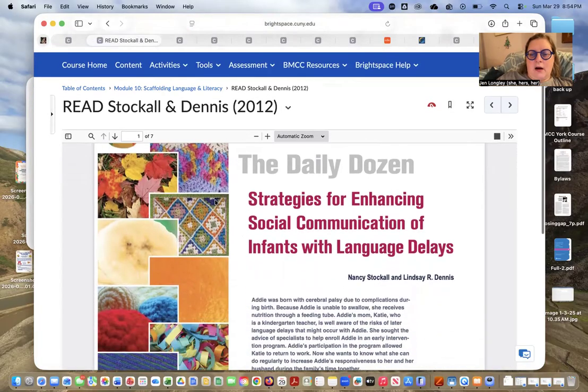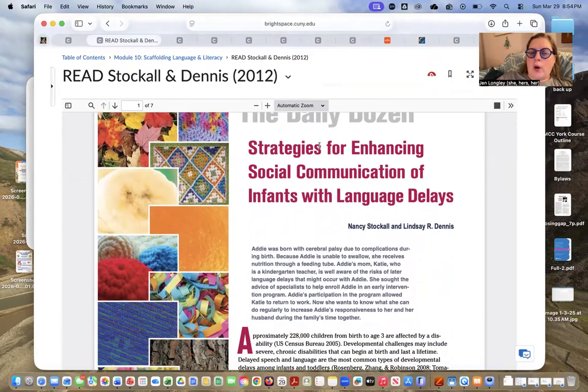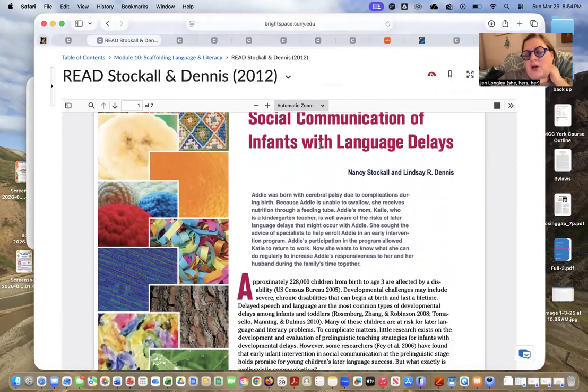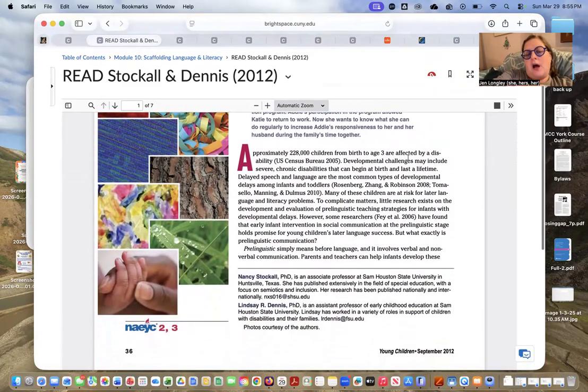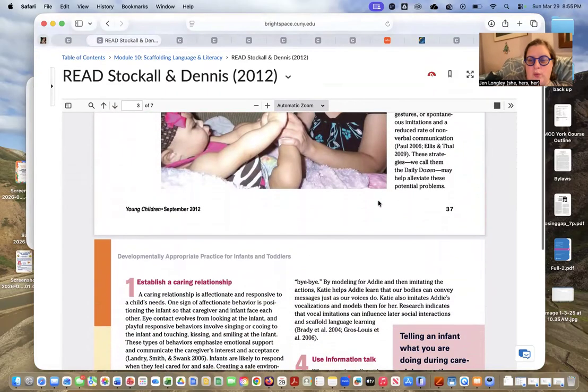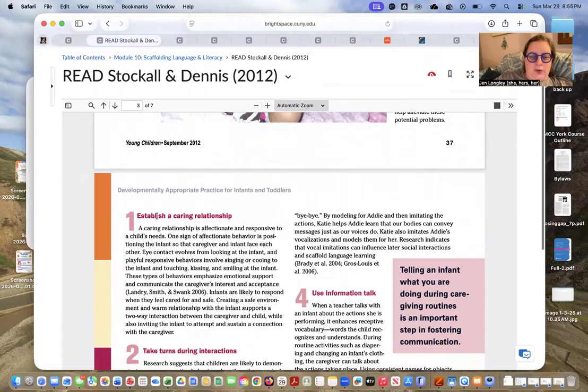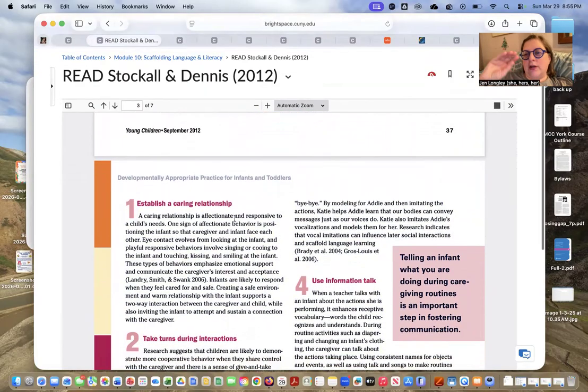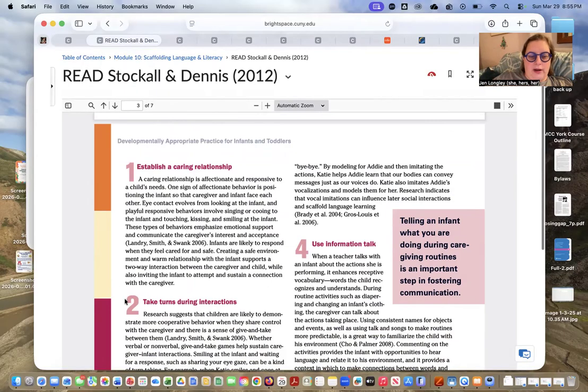The first is Stockall and Dennis, and they have 12 strategies. They talk about using them with infants and toddlers, but really, when you look at them, you'll see that they can be used with many children. So establishing a caring relationship, yes, that works with lots of children. Please don't indicate that as a scaffold, because that's a pretty basic one, and that's one that we do all the time, the foundation of our work.